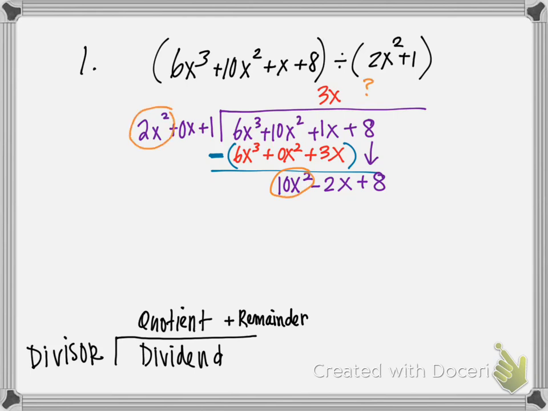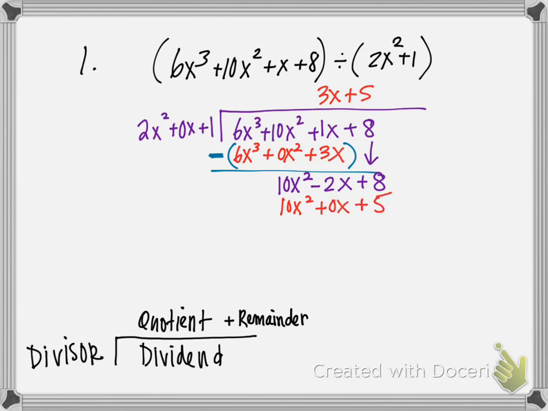So now I am looking at this first term here and this first term and saying, what can I multiply 2x squared by to get 10x squared? Or again, you could say 10x squared divided by 2x squared. So that is just 5. So I'm going to be adding 5 here. And now I need to multiply the 5 with all three terms here. So 5 times 2x squared is 10x squared. 5 times 0x is 0x, and 5 times 1 is 5.